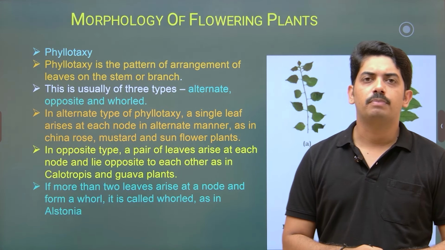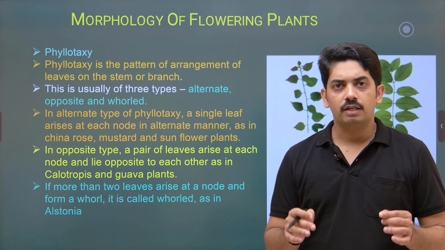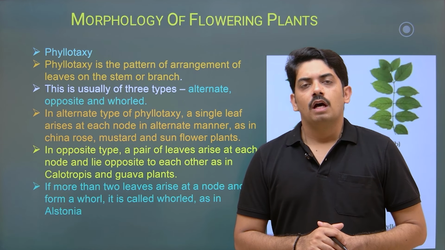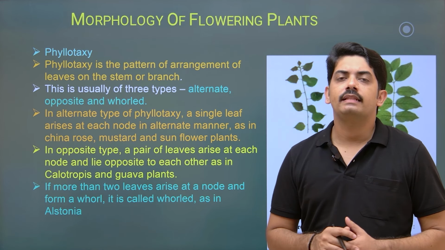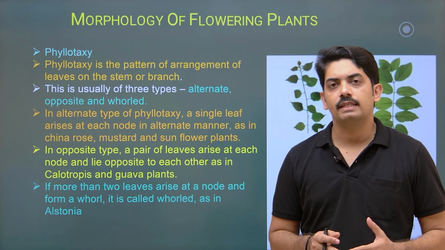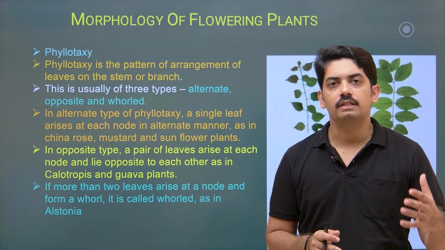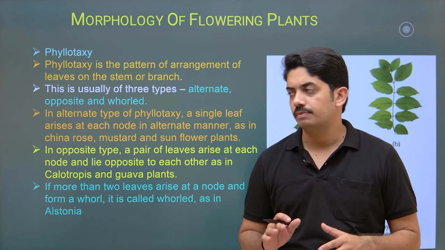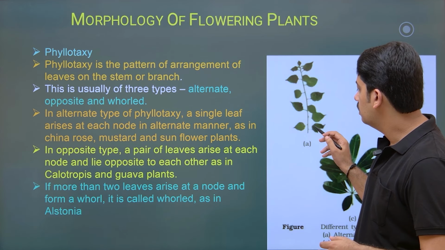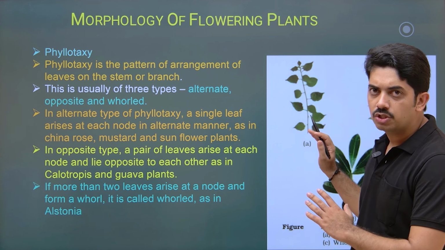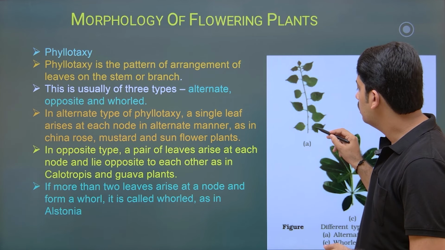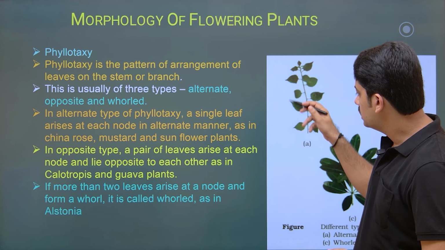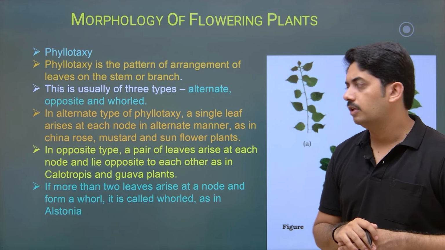Phyllotaxy, a very important character of the leaf. The arrangement of leaves on the stem we call phyllotaxy. How many types of phyllotaxy are there? Mainly there are three types: opposite phyllotaxy, alternate phyllotaxy, and whorled phyllotaxy. Other than this, there are so many types, but mainly we observe three types. Alternate phyllotaxy means here one leaf is arranged at each node on either side of the stem, but one stands over the other like this in an acropetal succession. So this condition we call alternate phyllotaxy.